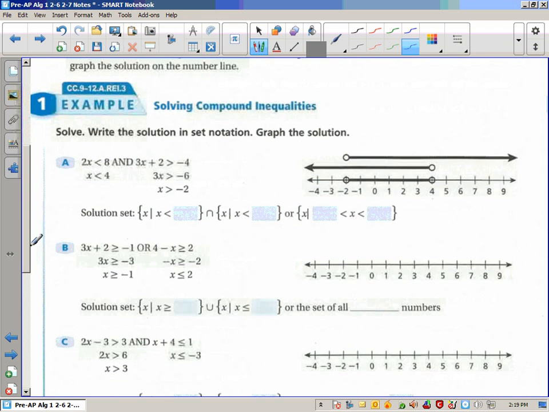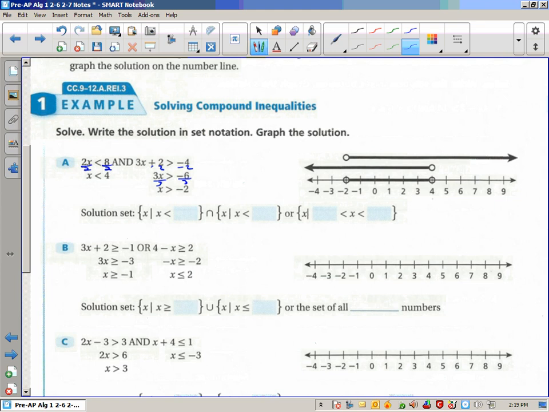So here we have 2x is less than 8 and 3x plus 2 is greater than negative 4. They solved the first one for us. They divided both sides by 2 to get x is less than 4. And on the right, they subtracted 2 from both sides, then divided by 3, and got the solution, x is greater than negative 2.